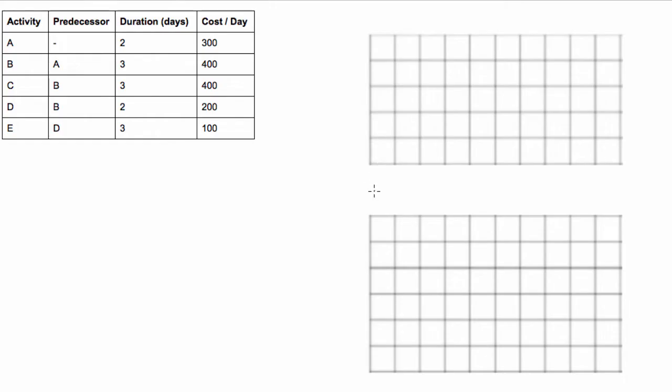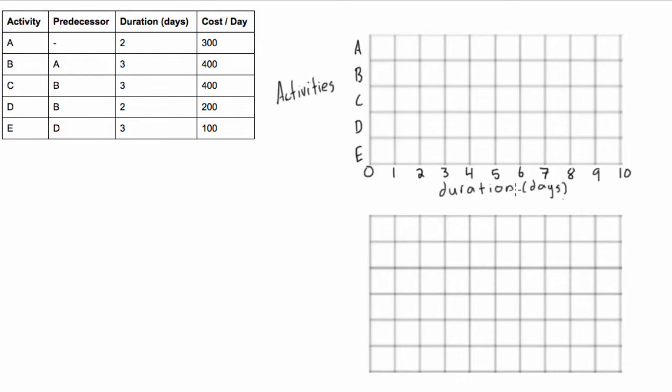So first of all, what we're going to need to do before we draw the histogram is we'll need to draw our Gantt chart. So we can do that up here. So first of all, we'll have activity A. It has no predecessor, so that means it starts at the beginning of the project, and it's 2 days long. So we're going to do that with a straight line, 2 days long, and it will look like that, right? So day 1, day 2.